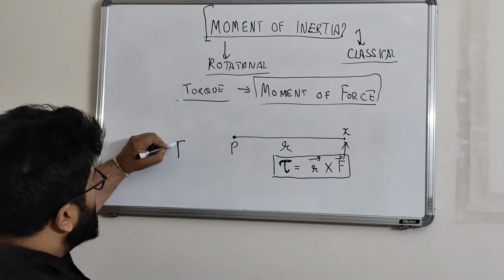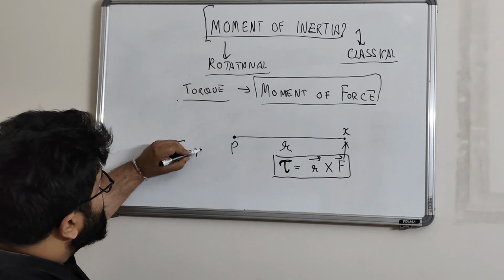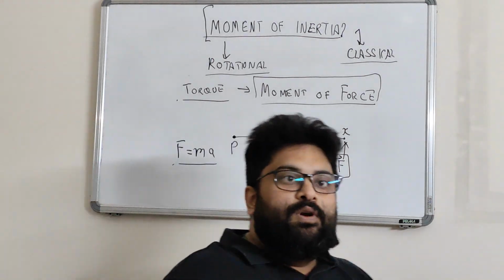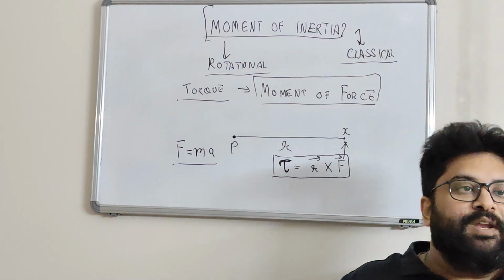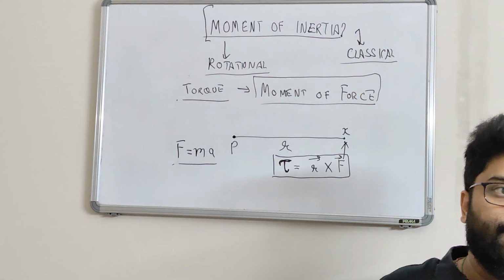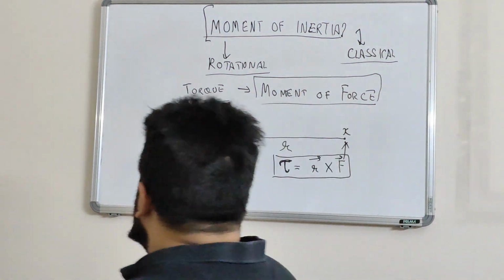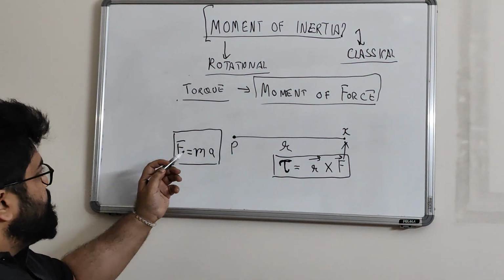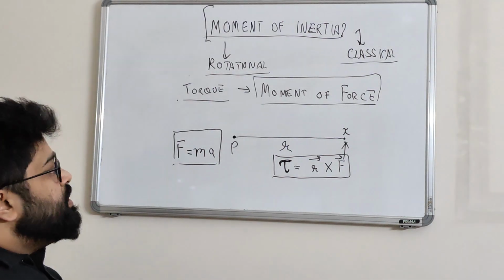So we talked about linear motion, right? So if a body is not in uniform motion, there has to be some kind of acceleration on it, right? And if acceleration is there, so there is a force acting on it. For that force, that formula is mass times acceleration, right?